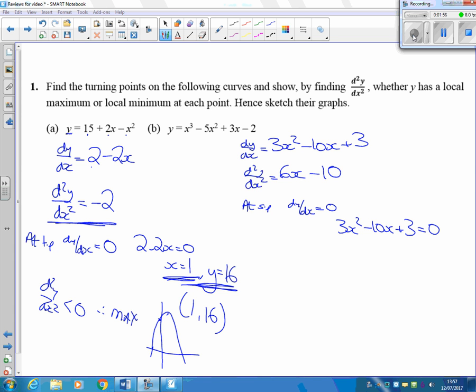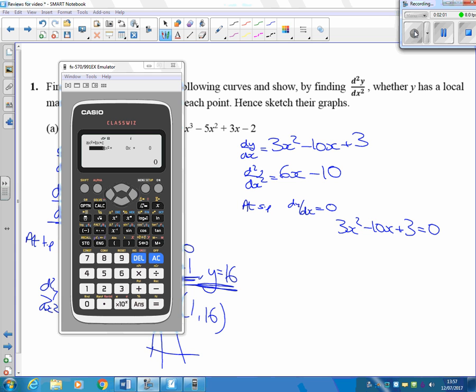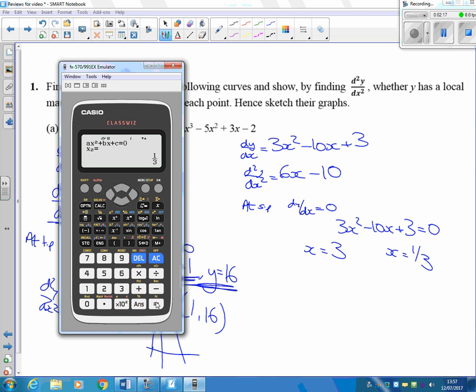Should we get our calculators out? There's our calculator. There it is. So I've got a 3, I've got a minus 10 and a 3 here, giving me the 2 answers. The first answer is when x is equal to 3, and the second answer is when x is equal to 1/3. What would the y values be for these then?